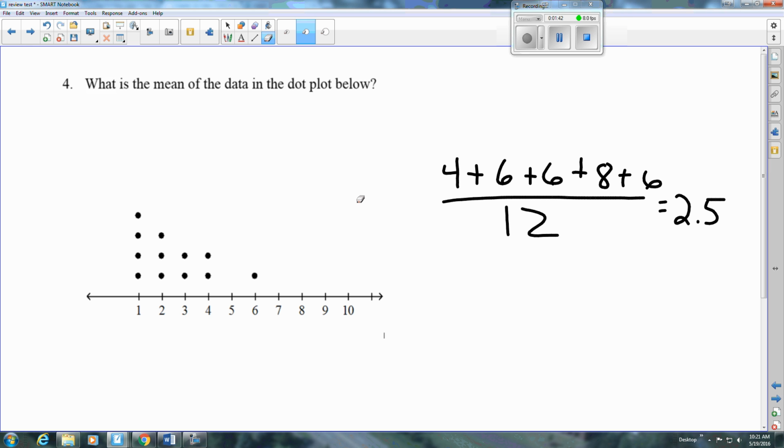What is the mean of the data plot below? When I do these, I constantly just multiply them out. So I know that this is 1 plus 1 plus 1 plus 1. That's 4. 2 plus 2 plus 2 is 6. 3 plus 3 is 6. 4 plus 4 is 8, and 6. And then I divide by the total number. End up with 12.5.